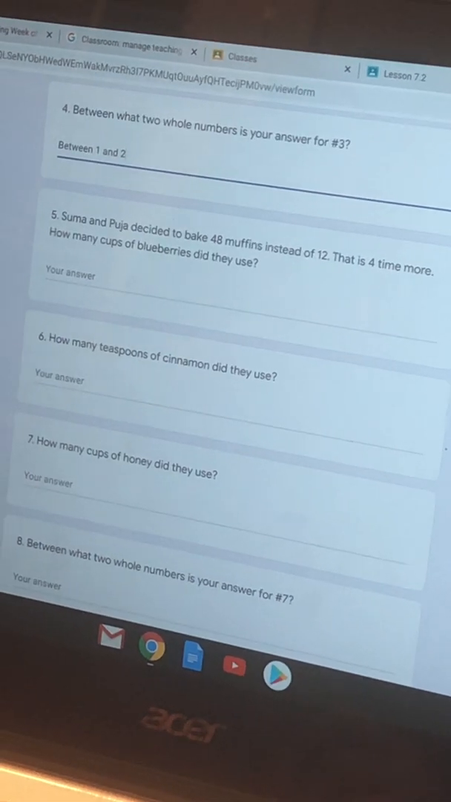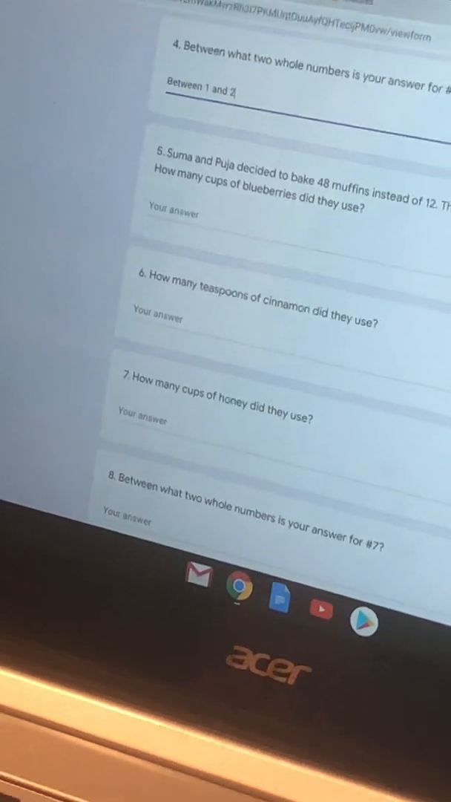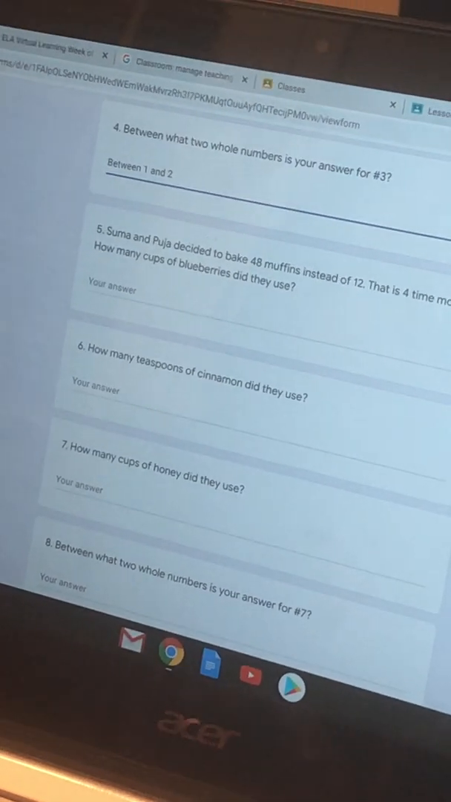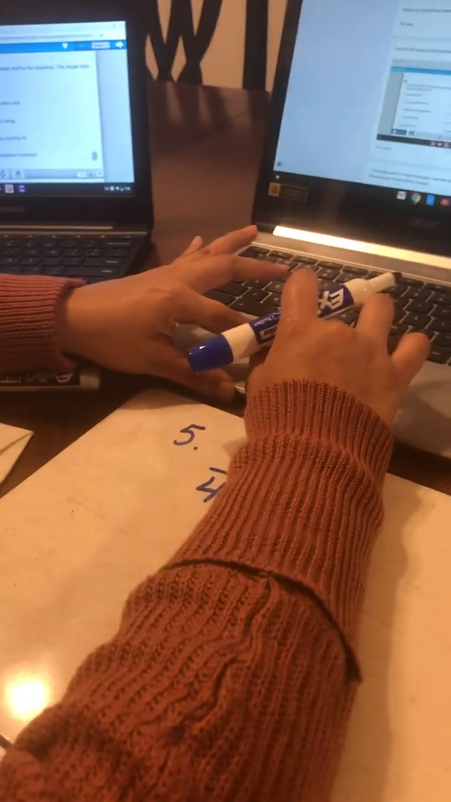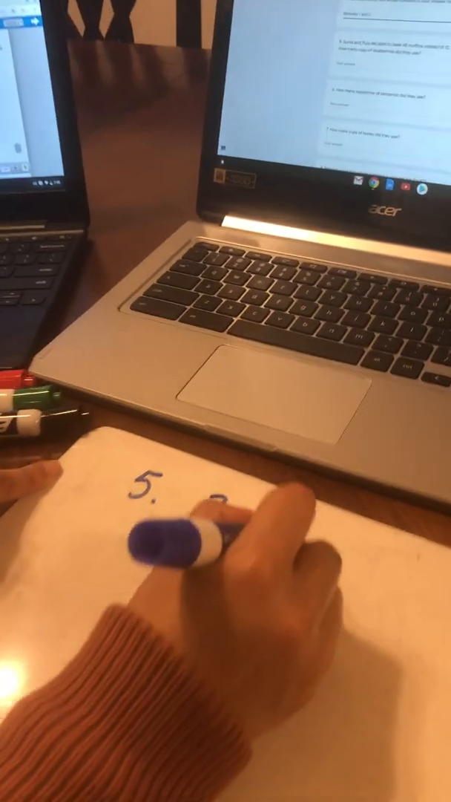Okay, question number 5. Suma and Pooja decided to bake 48 muffins instead of 12. That is 4 times more. So now I have to multiply times 4. So how many cups of blueberries did they use? So if I scrolled back up to the top to look at the blueberries, you could see that they need 3/4, right? This is number 5. But now I'm gonna multiply by 4. I'll just scroll back down to number 5. Okay, so now I multiply by 4.